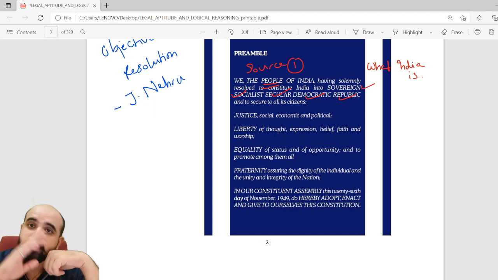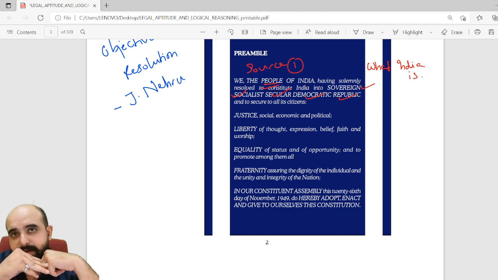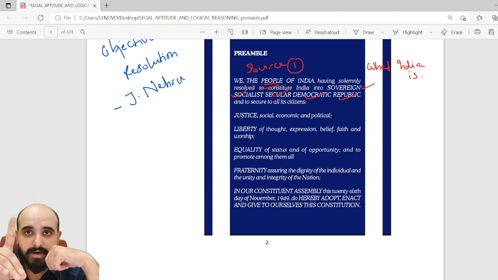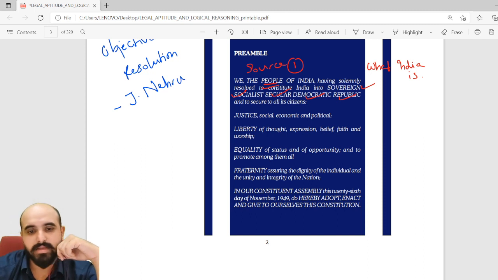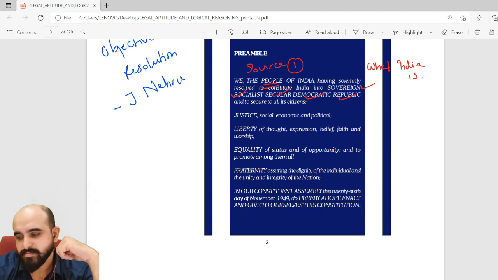When I say external sovereignty, it means that India is independent and is recognized as an independent state which has its own powers over its own citizens. So India has the power to govern its own citizens. So this means that India has both internal and external sovereignty.